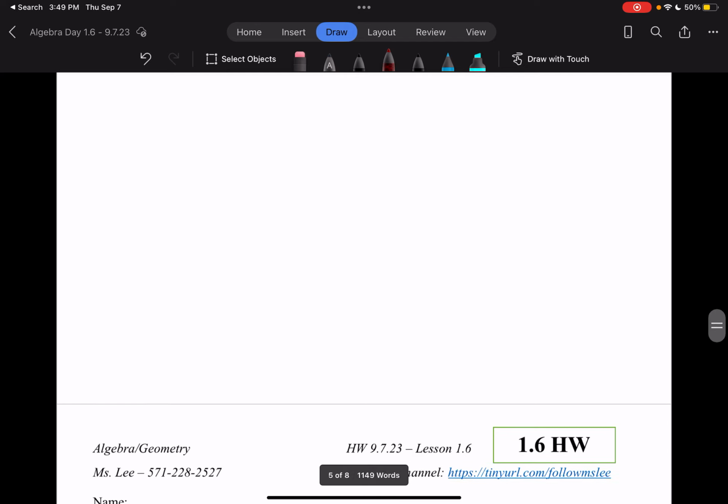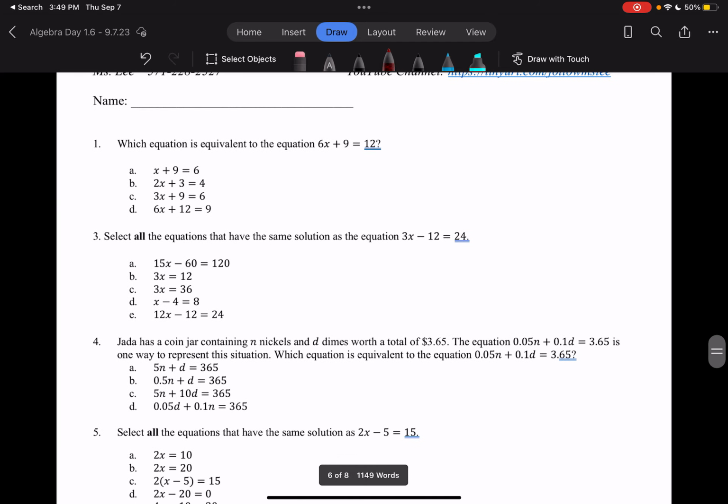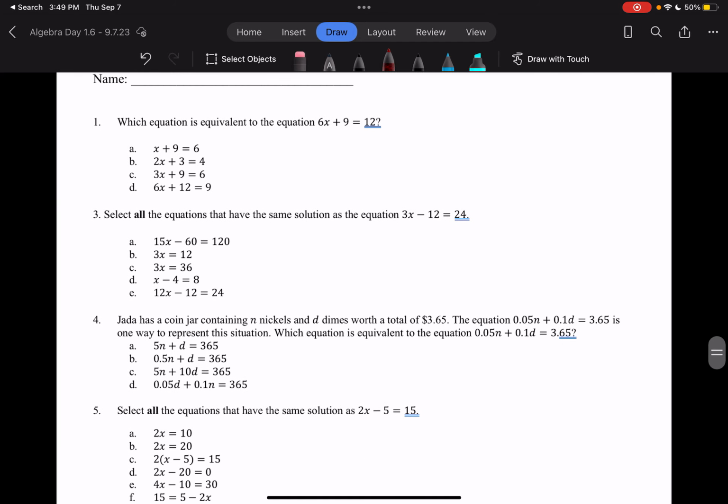All right, let's dive into the homework now for real. All right, which equation is equivalent to the equation 6x plus 9 equals 12? So to find out equivalent equations, remember they have the same answers. So we can simply solve for this. So let's go ahead and subtract 9 from both sides. We'll get 6x equals 3. That means x equals 1/2, right?